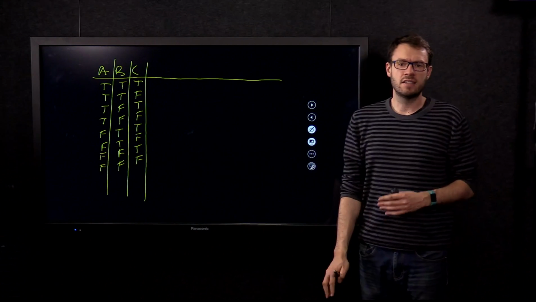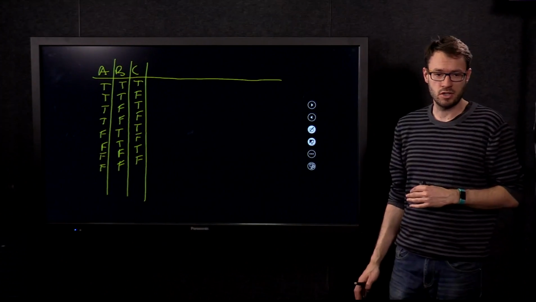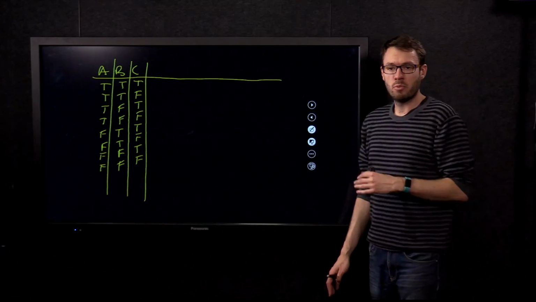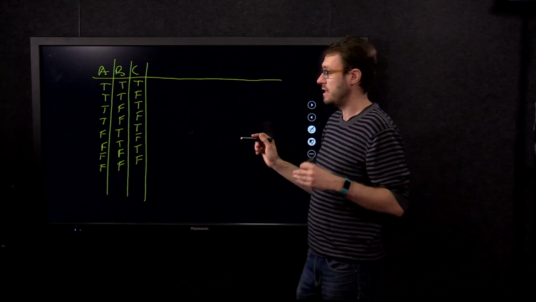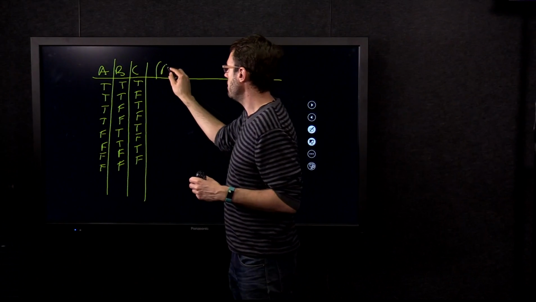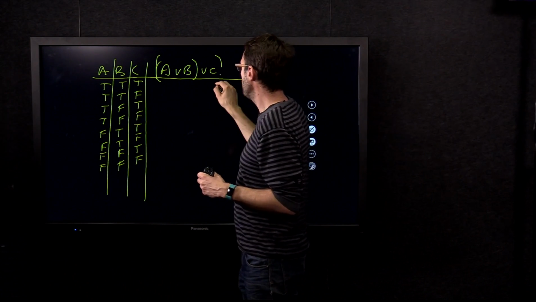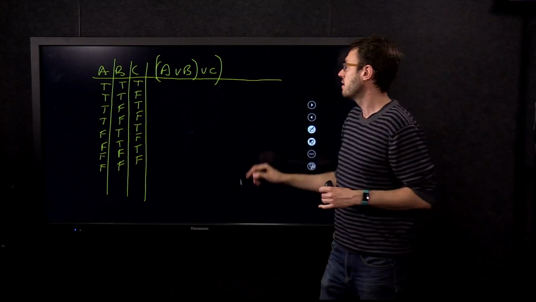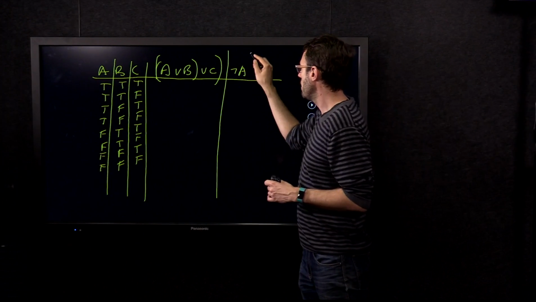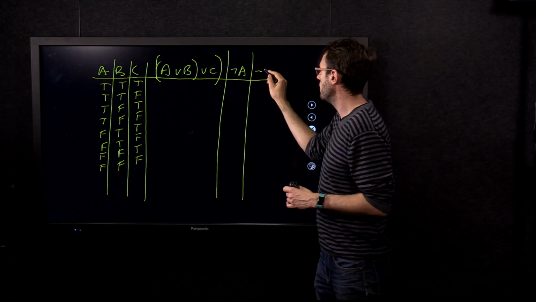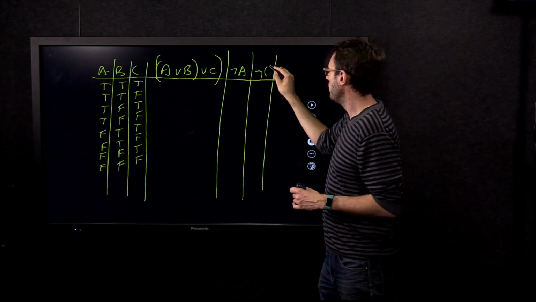All right, that gets us all of the combinatorial options out for these 3 basic propositions. And now what we've got to do is put our argument into the joint truth table for the 3 basic propositions. So we're going to put in our first premise, A or B or C. That was our first premise. Our second premise was not A. Our third premise was not C. And then our conclusion was B.